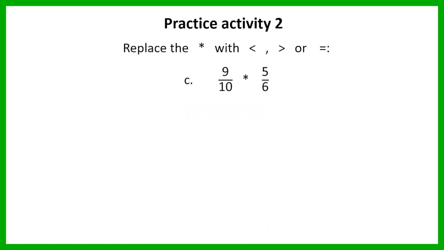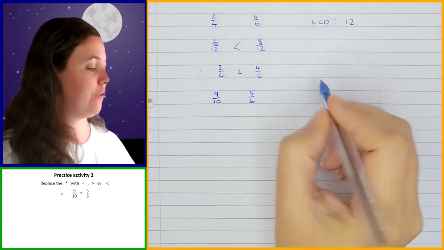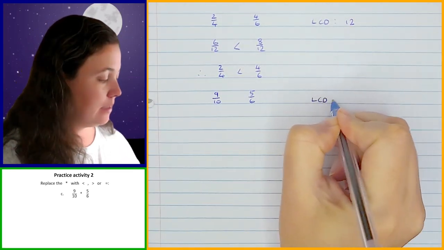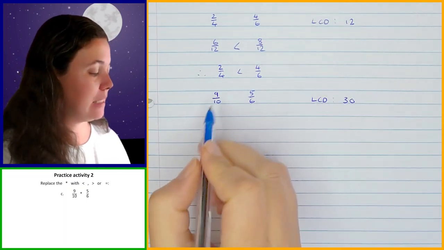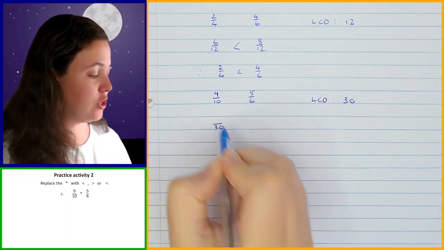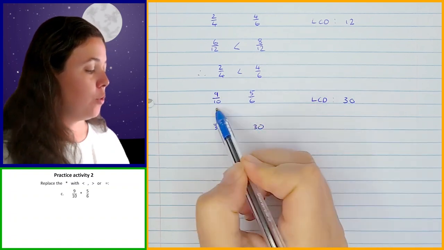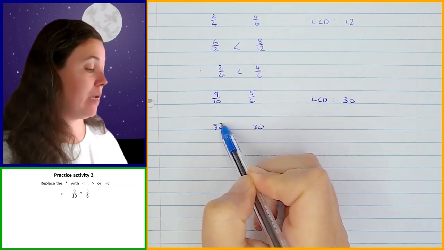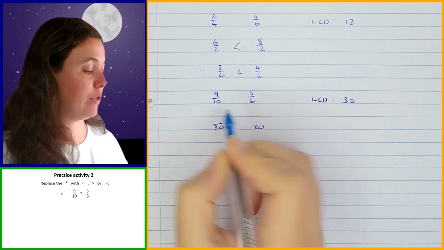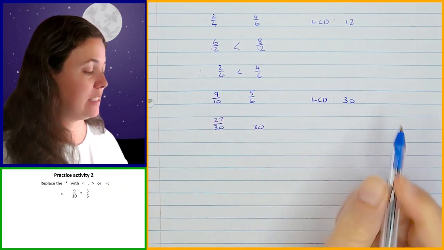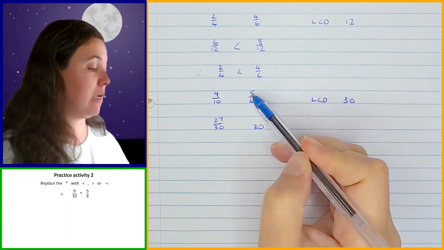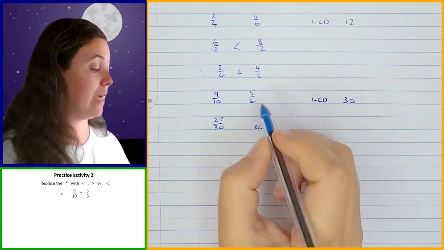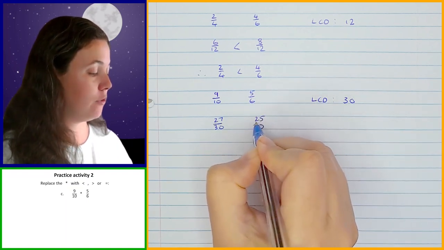Okay, so let's go through that. So over here, you should have found that your LCD is 30 in this case. Okay, so that means that I'm going to change these to fractions over 30. To change the 10 to 30, I'm going to multiply by 3. So I'm going to multiply the 9 by 3 as well, and it gives me 27 over 30. To change the 6 to 30, I need to multiply by 5. So I'm going to multiply the 5 in the numerator by 5 as well, giving me 25 over 30.